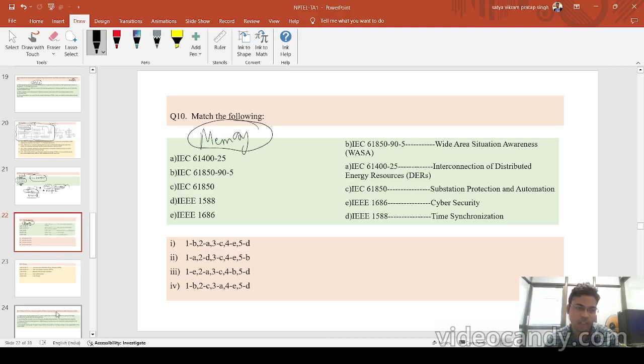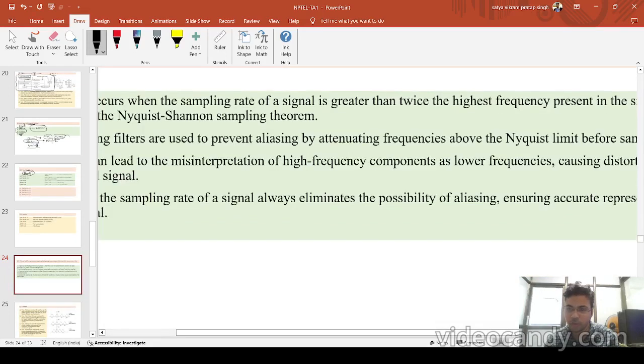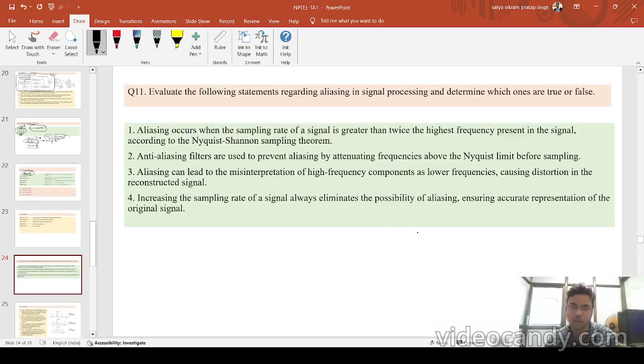Okay, let's come to the more technical topics. Guys, please try this question. This is a very important question related to signal processing, the aliasing concept in signal processing. I will explain what aliasing is in signal processing. Please try this, if you have the background.